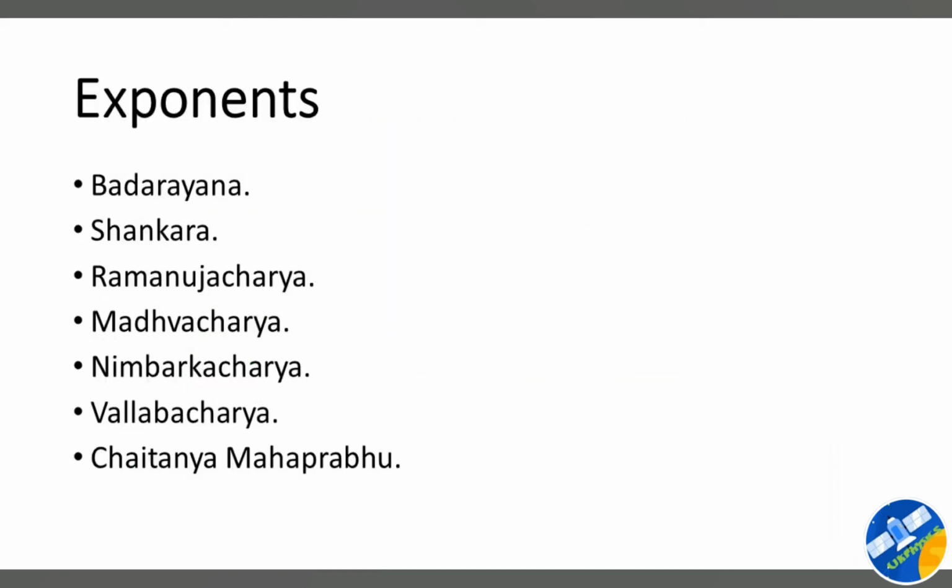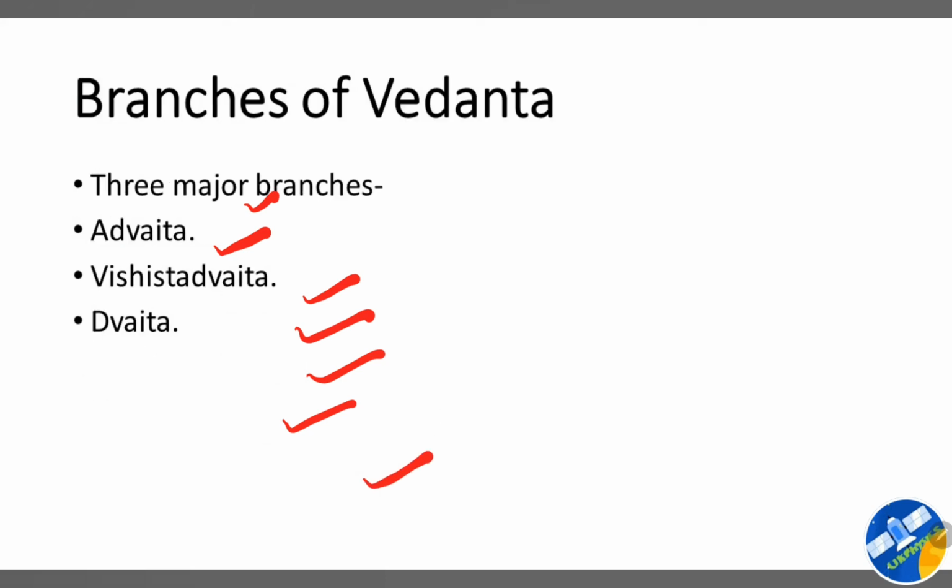Now let us look at the exponents. Exponents means people who support an idea or a philosophy. So these are the people: Badarayana, who was the founder, Shankara, Ramanujacharya, Madhvacharya, Nimbarkacharya, Vallabhacharya, and Chaitanya Mahaprabhu. Now let us look at the branches of Vedanta. There are three major branches of Vedanta philosophy, namely Advait, Vishisht Advait, and Dvait. Let us understand them one by one.